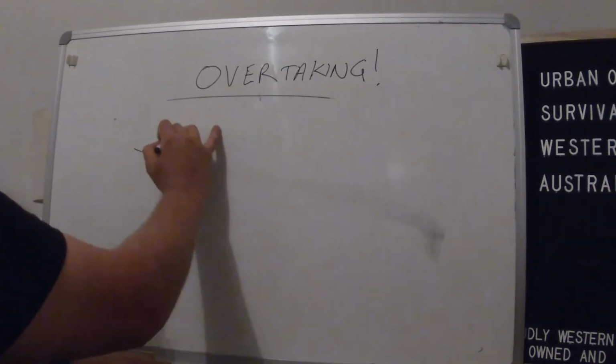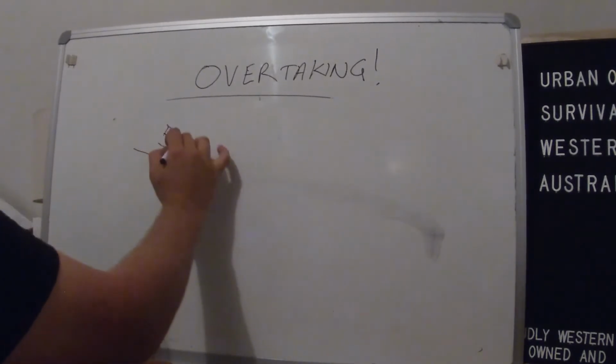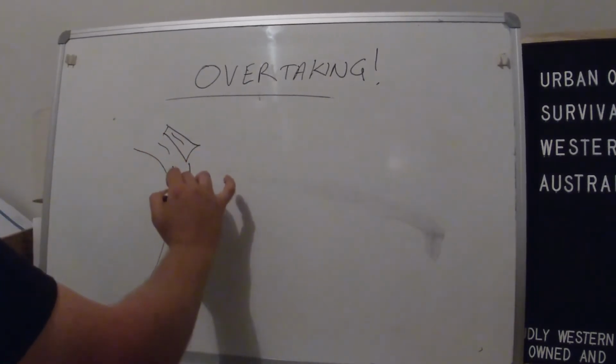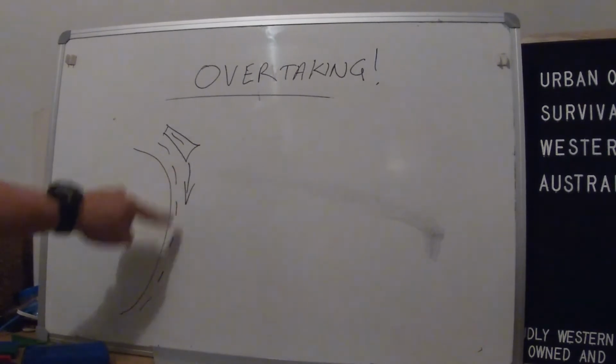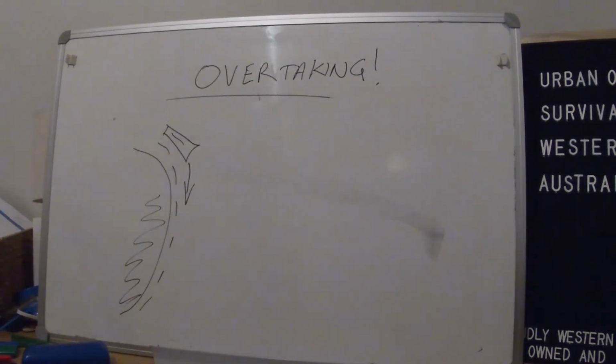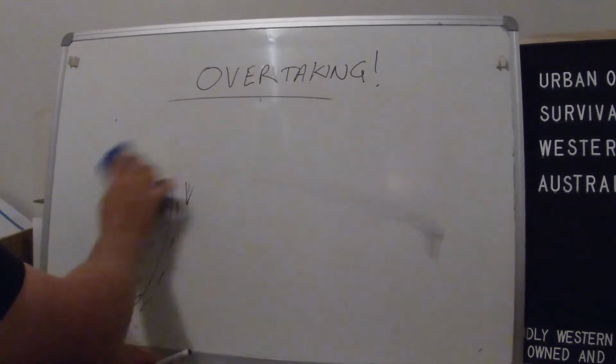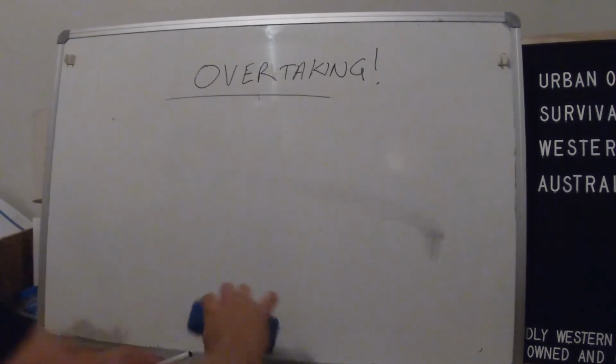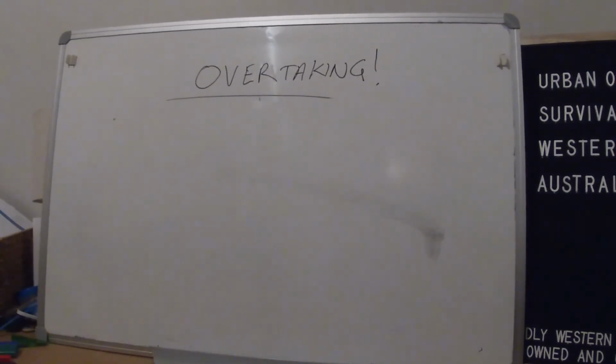The reason for it is because if you're coming the other direction, you're traveling in this direction, you can see what is in this area here. So therefore you can overtake. Again, all overtaking is a risk. You can do it, but you need to be careful.